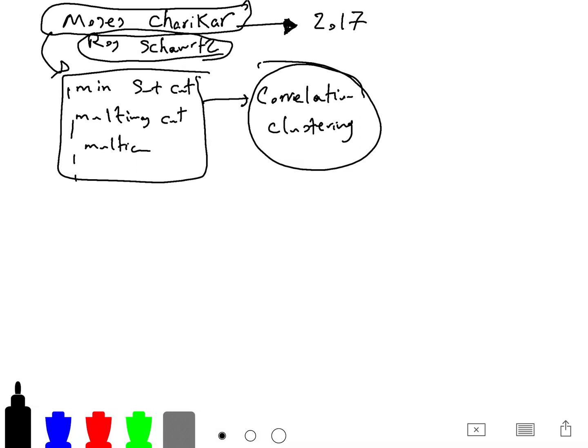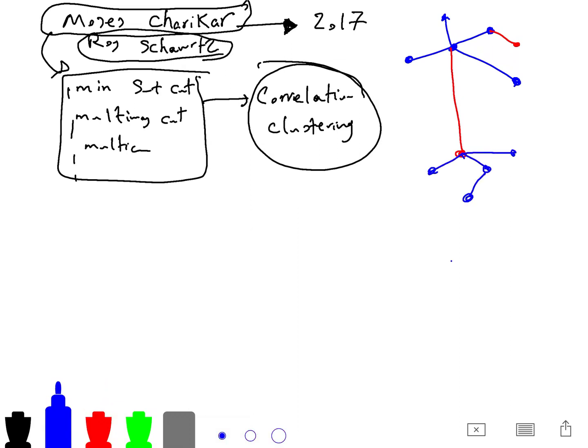So the classical approach to clustering is that, first of all, I should review what correlation clustering is. It means that we have some edges. So when I say blue edges, it means that they are positive labels. And when I say red edges, they are negative labels.